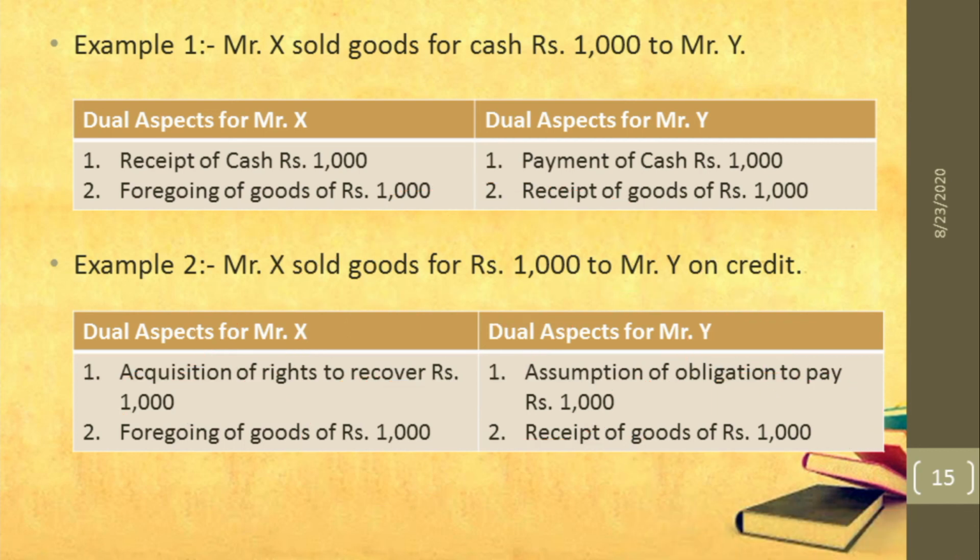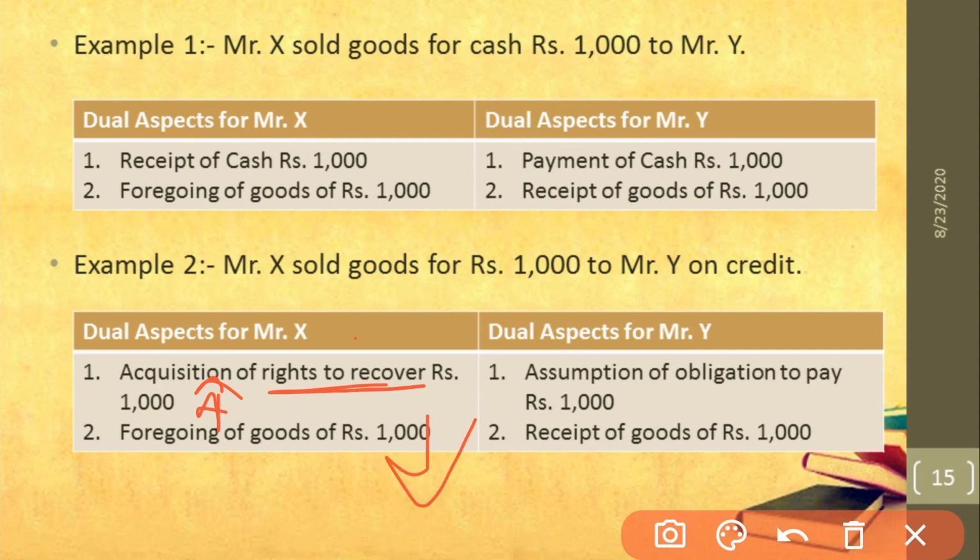So for both the parties, what is coming in for Mr. X? The right to recover 1000 is coming in, and what is going out? Foregoing of the goods sold. And for Mr. Y, what is coming in? Goods. He has purchased goods, hence it is coming in, and what is going out? The obligation to pay rupees 1000 is going out.